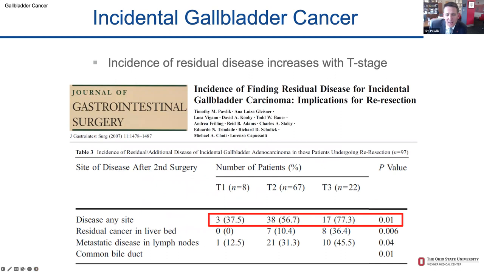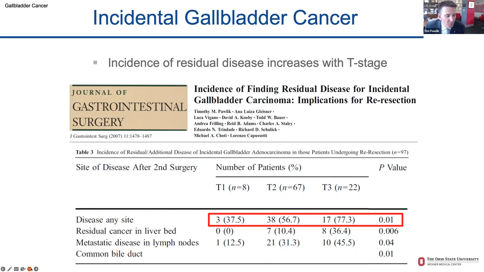Part of the reason for this, and this is a paper that we published quite a long time ago, is that when you go back for surgery, you're going to find residual disease not infrequently. The incidence of finding residual disease goes up pretty significantly with the initial T category. In T1 patients, at the second operation, you find residual disease in about a third of patients, T2 patients half, and T3 patients three-quarters. In T1 patients it's mostly going to be in the nodal basin, but in T2 and T3 the incidence of nodal basin metastasis goes dramatically up, and you will also find residual disease in the hepatic parenchymal bed in anywhere from 10 to 35% of patients.